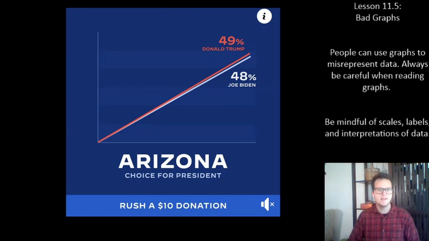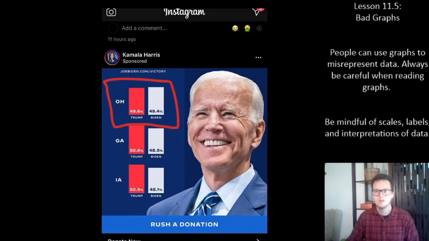Okay, here's an ad that was on social media. It looks like there's a line that just goes up, and it's saying 49% Trump, 48% Biden, and you can see a little difference in these lines. Arizona choice for president, and if you click on it, you can pay them $10. What's the data here? Maybe the 49 and 48 means something, but you shouldn't graph them like this. And I don't know. This is not a good graph.